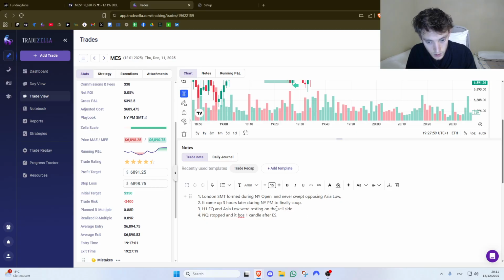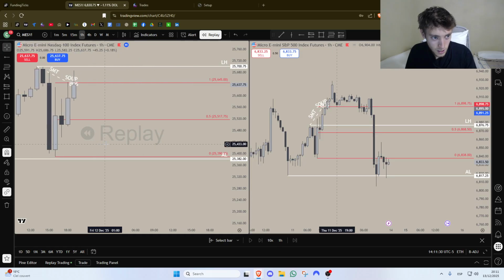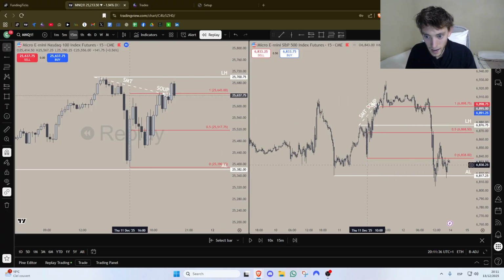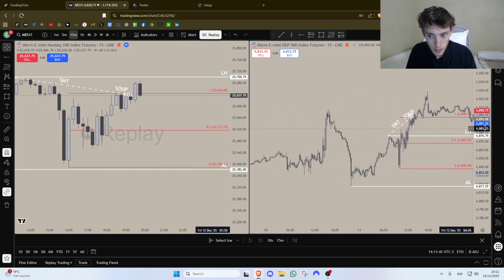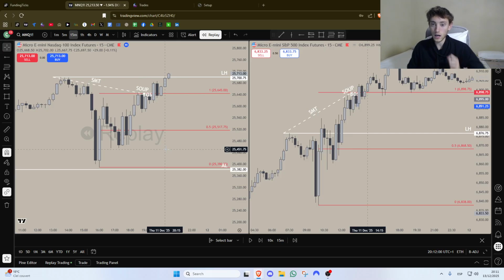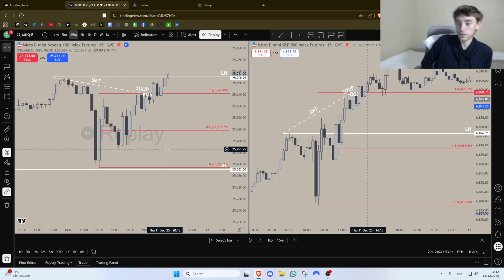H1 EQ and Asia low resting on south side. NQ stopped. I mean, I think looking back, maybe during the time, it was kind of choppy. But I mean, we had the south side to target, and we hadn't tapped H1, and it was a London. I guess the thing that made it weird was we had SMT'd London high at 10 o'clock Eastern time, and that SMT held all the way until, if I go forward on NQ, 2 o'clock Eastern time.